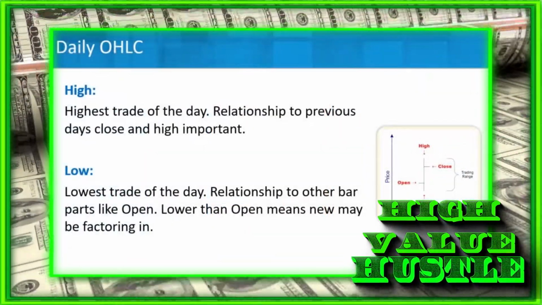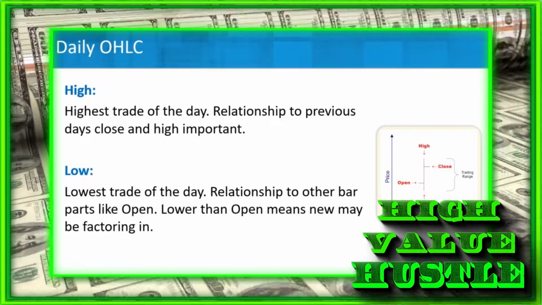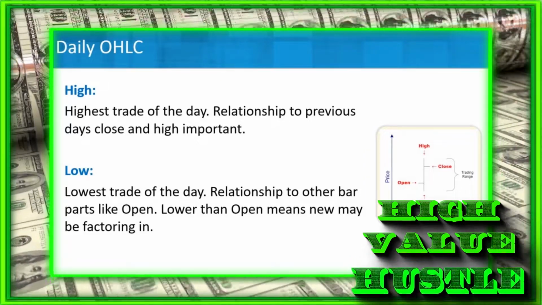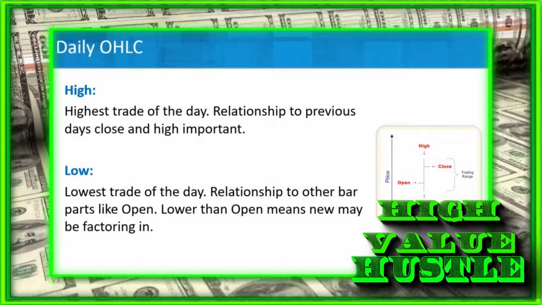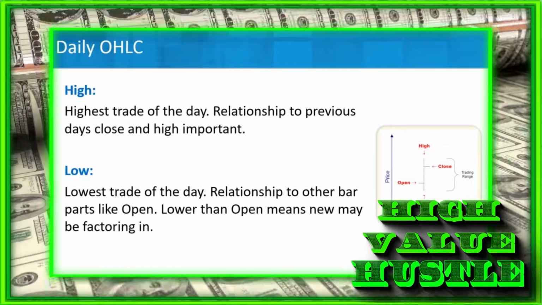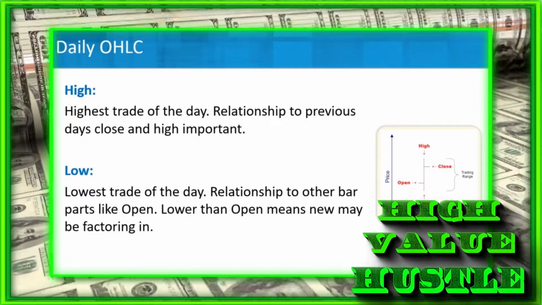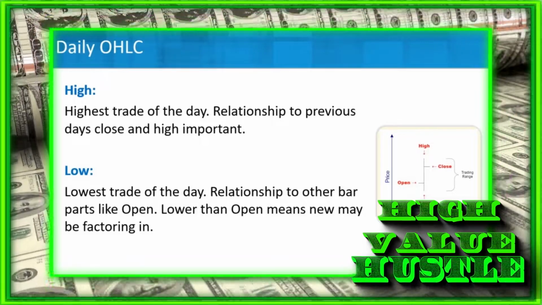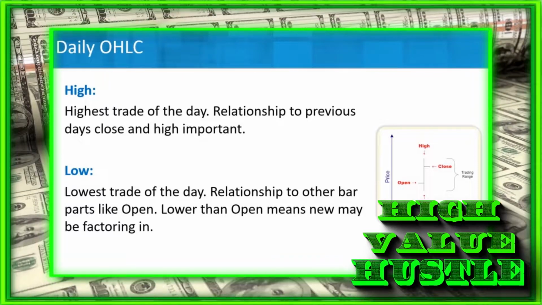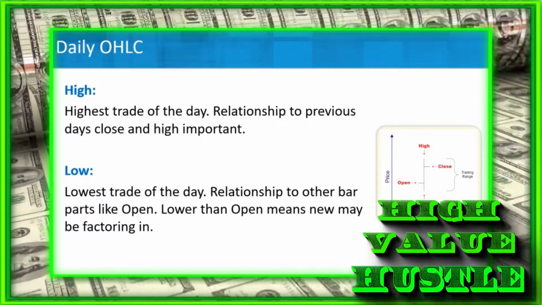Now, with the daily open, high, low, and close, you also want to consider the high and the low. What was the highest trade of the day? What was the highest price of that trade, in effect? And the relationship to the previous day's close and high is important as well when you're looking at a series of prices over a chart. Same thing with the low, which is the lowest trade of the day. You're looking at that relationship to other bar parts, like the opening in particular, where a lower open may mean that they may be factoring in new information, or trending lower. So you're looking at that range of price bars.